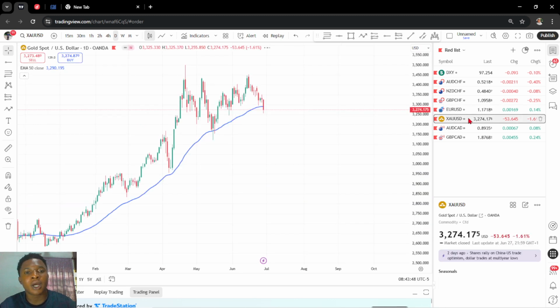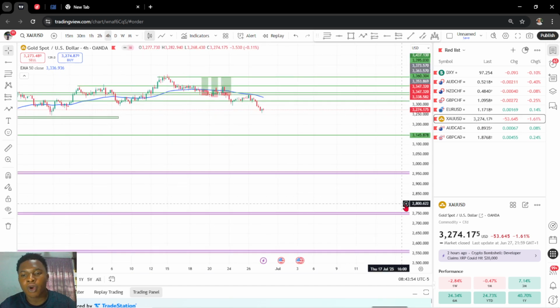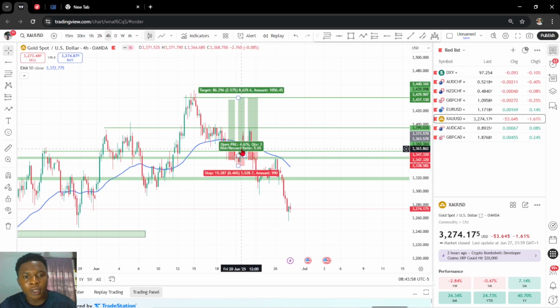Then gold. I was trading gold last week. I entered a couple of trades on gold last week, so I made profit on gold. The first trade I entered on gold was a loss. The second one hit my first level target and made me recover all my losses.